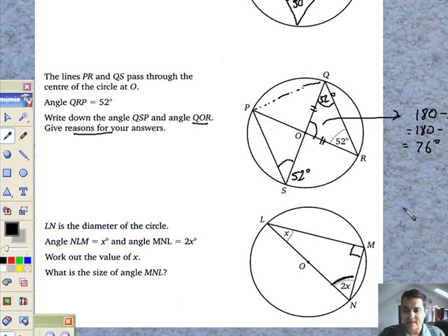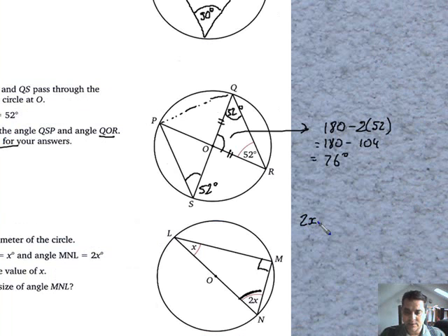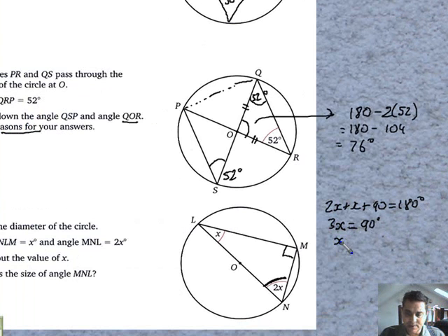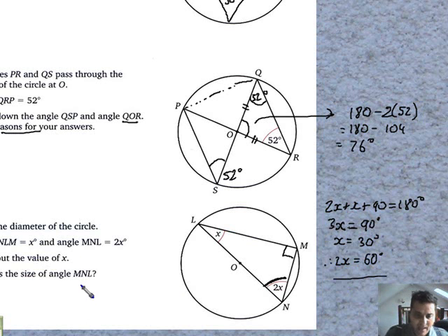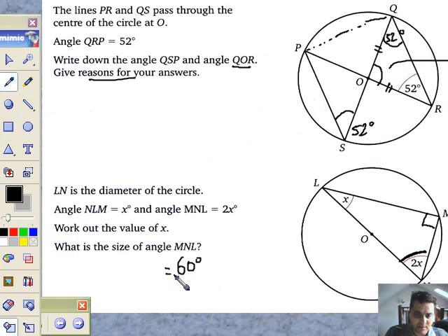Let's first of all get an x. Simple equation. 2x plus 90 comes to 180 degrees. Straightforward. That's the angle in the triangle. So 3x comes to 90 degrees. So a single x is going to be 30 degrees, and therefore 2x is going to be 60 degrees, and that's angle MNL, 60 degrees. Okay, straightforward. Turn over.